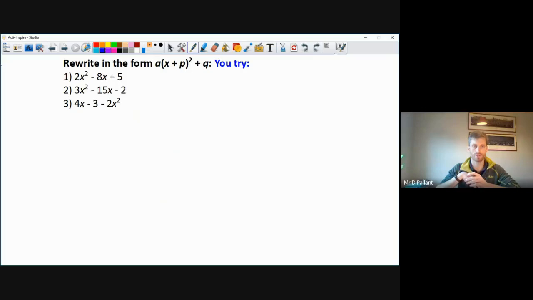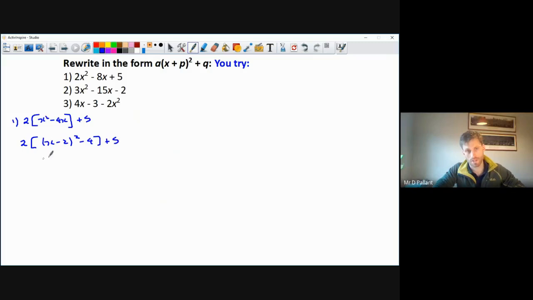Okay, so number 1, I'm going to factorize that 2. I'm going to leave the plus 5. I'm going to complete the square on the second step. I'm going to expand the brackets. Don't forget the minus 4 becomes minus 8. And I'm going to collect the terms. Good. There we go. Number 1.